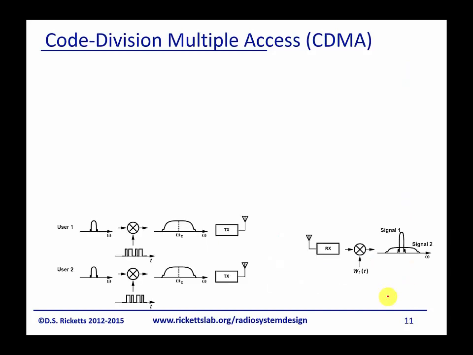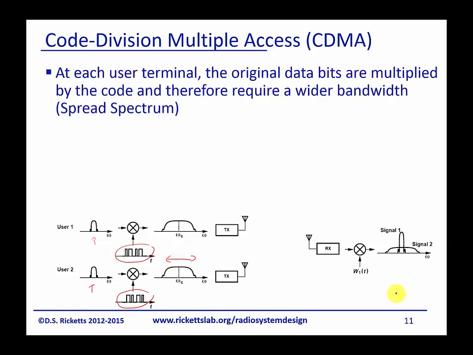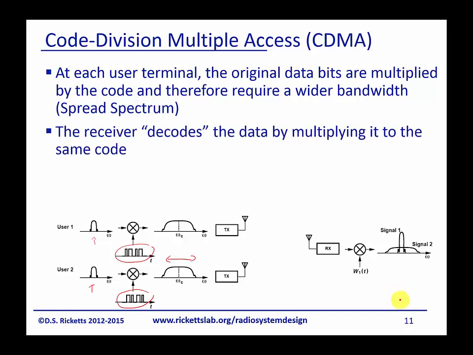And down here in the bottom, I've kind of shown you the cartoon of here's what we'd like to transmit for user 1 and user 2, and we're going to multiply it by a code. And each phone is going to get a separate code. And that code is going to expand the bandwidth of the signal that we want to transmit. And so these are sometimes called spread spectrum because they have a wider bandwidth than the original signal. And the receiver is going to decode by basically applying the same code.